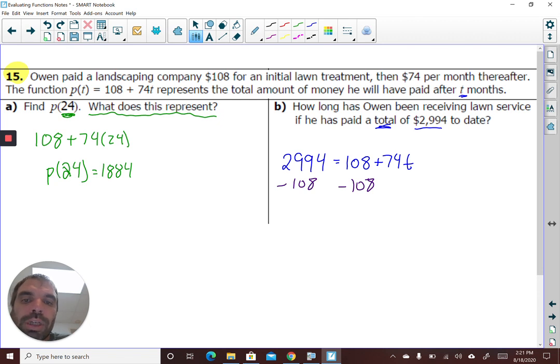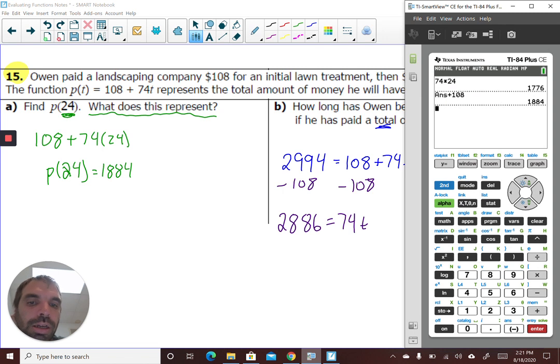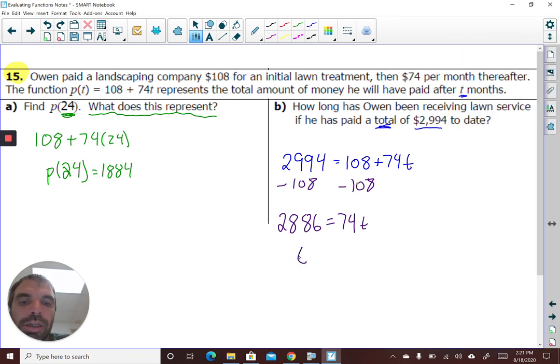So that means I've got to subtract that 108. Okay, so that gives me 2,886 is equal to 74t. And just like before, I'm not doing that math in my head. So if I do 2,886 divided by 74, I get that t equals 39 months. So Owen has been receiving lawn service for 39 months. And we would write that out in a sentence, because if they give us a question in words, we should give an answer in words.